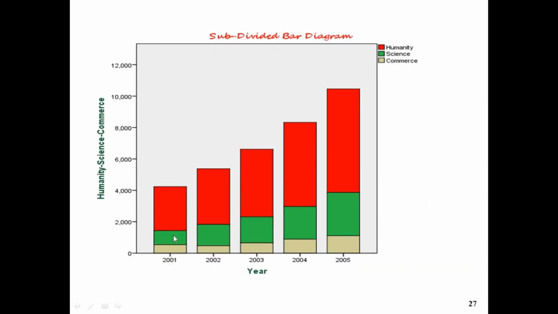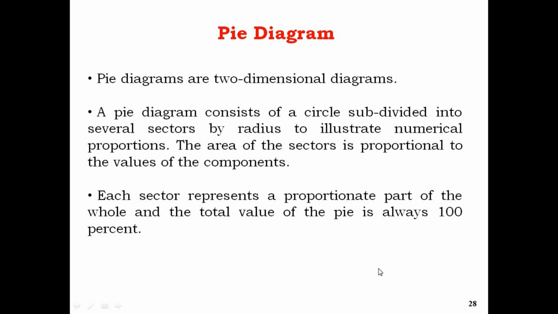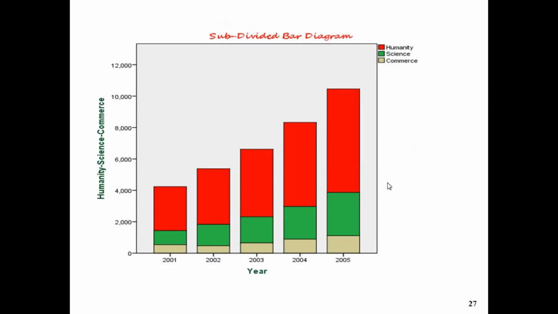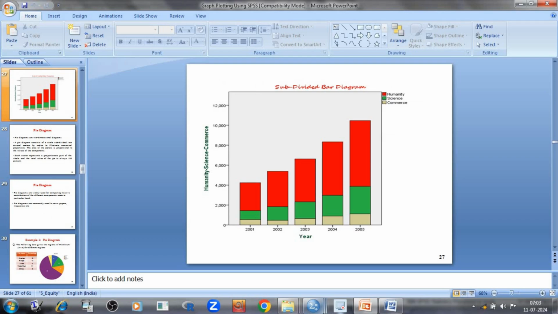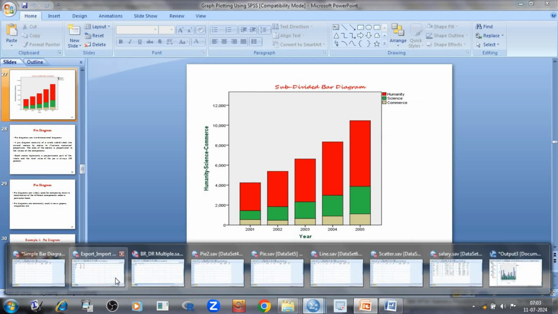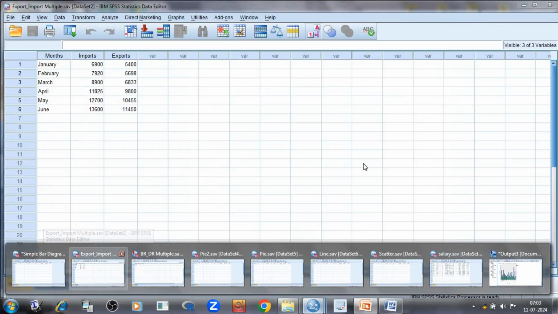I have already done this one. Humanity, science, commerce, and on the x-axis year 2001 to 2005. So in red color, this is humanity, science, commerce, and then it is given. So this is your subdivided bar diagram. Now you see, I just want to show one thing for subdivided bar diagram.